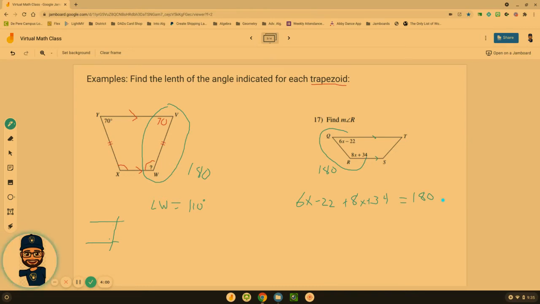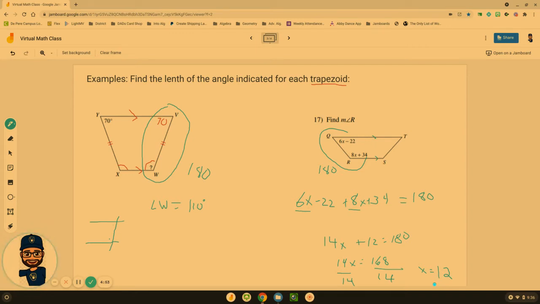And now I'm going to use my algebra problem solving skills. Combining like terms, 6x and 8x is 14x. A negative 22 plus 34 is plus 12. And that's going to equal 180. Or 14x equals 168. So what would our last step be in solving this particular problem? Well, we would have to do 168 divided by 14. Divide by 14. And that tells me that x is going to equal 12.